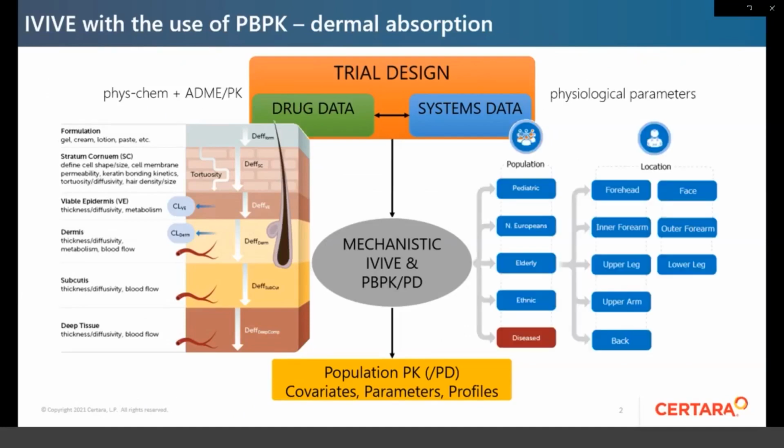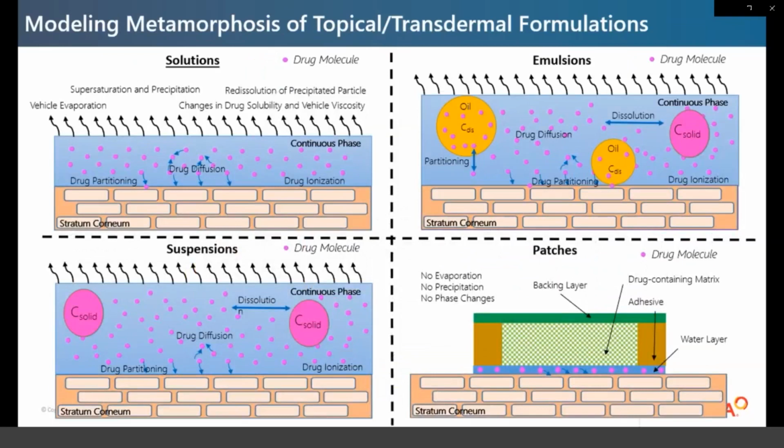As for the systems data, we need information which allows us to differentiate between different locations where the drug can be applied, and which can be further extrapolated to different populations. So we need information about the physiology and anatomy of the skin. We can't forget about the formulation, which will be the main element of today's discussion.